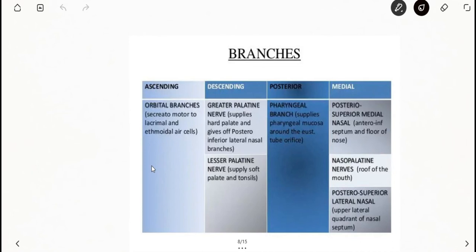So the branches are orbital branches, palatine branches, that is the greater or anterior palatine nerve and lesser palatine nerve. The greater palatine will supply the hard palate, whereas the lesser palatine will supply the soft palate and the tonsil. The pharyngeal branch supplies the pharyngeal mucosa around the eustachian tube orifice. The medial branch is the posterior superior medial nasal branch, nasopalatine nerve and posterior superior lateral nasal, that supplies the upper lateral quadrant of nasal septum.